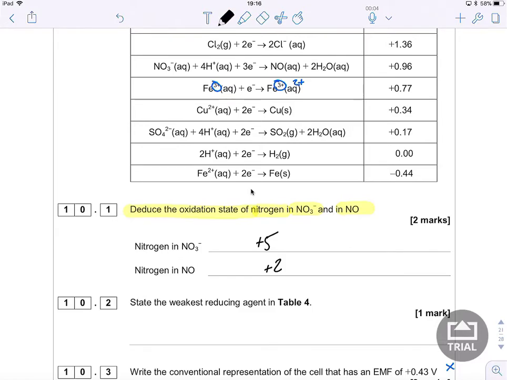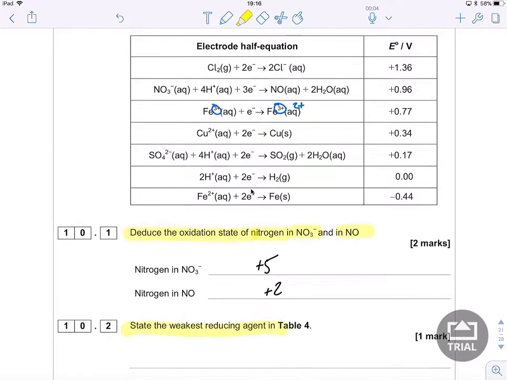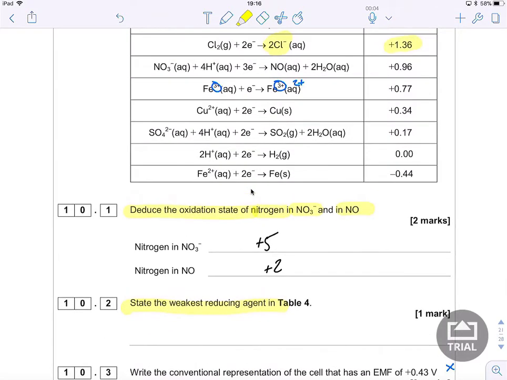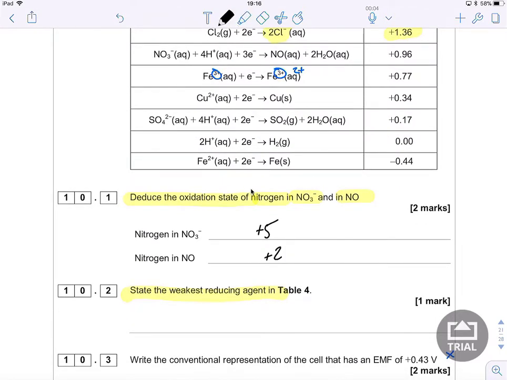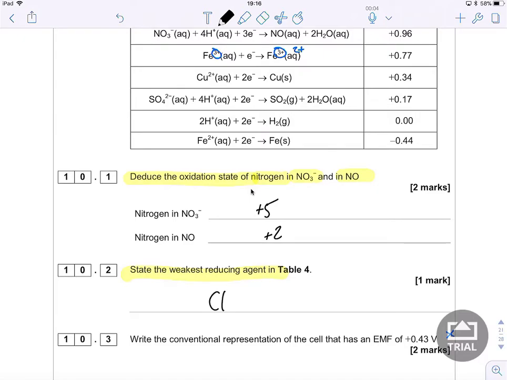The next question: state the weakest reducing agent in the table. What I'm looking for here is the highest positive number, and I'm looking for what's on the right hand side of that. So that is +1.36 for the chlorine going to chloride. So chloride ions are my weakest reducing agent. I can't have chlorine. I would lose the mark if I put chlorine. So it's got to be chloride.